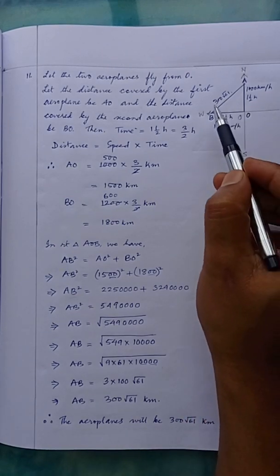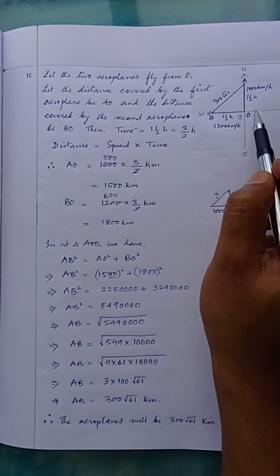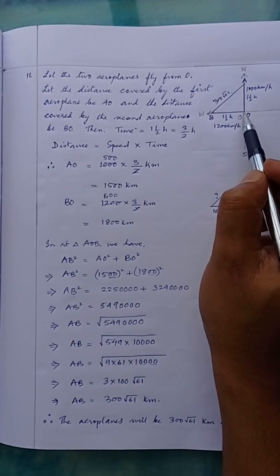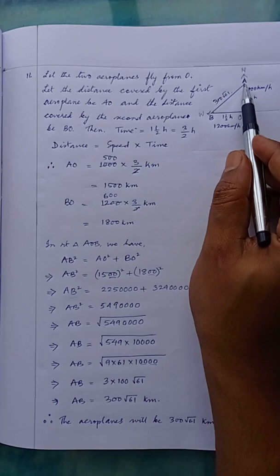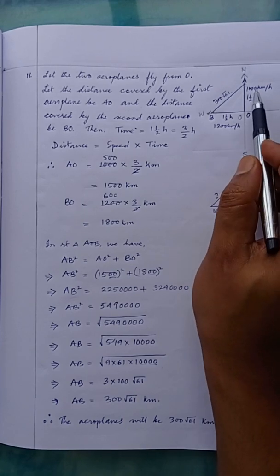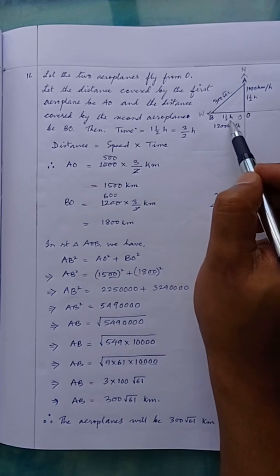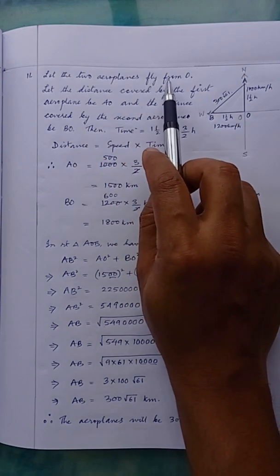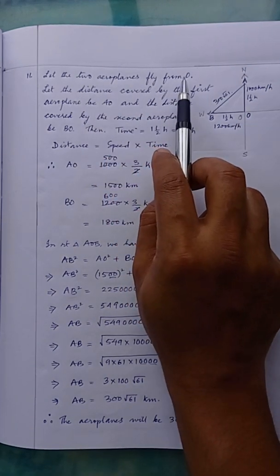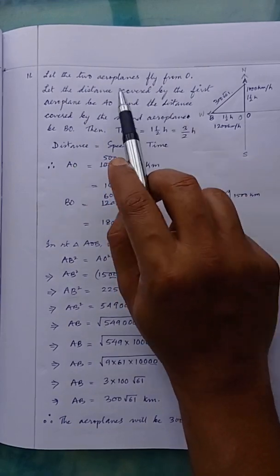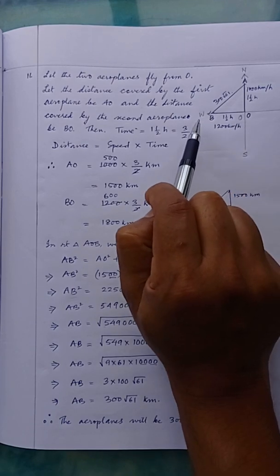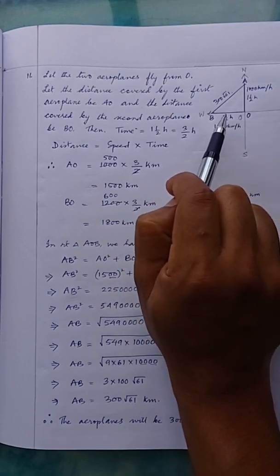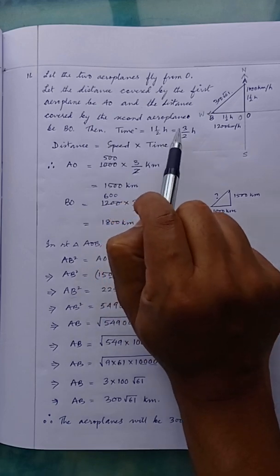So I just made directions first indicated by arrow, and from the point O, the first aeroplane flies this way towards A, the other one towards B. The speed and time are indicated here. So let the two aeroplanes fly from O, or you can write let the airport be O. Let the distance covered by the first aeroplane be AO, and the distance covered by the second aeroplane be BO. Then the time is 1.5 hour, that is 3/2 hour.